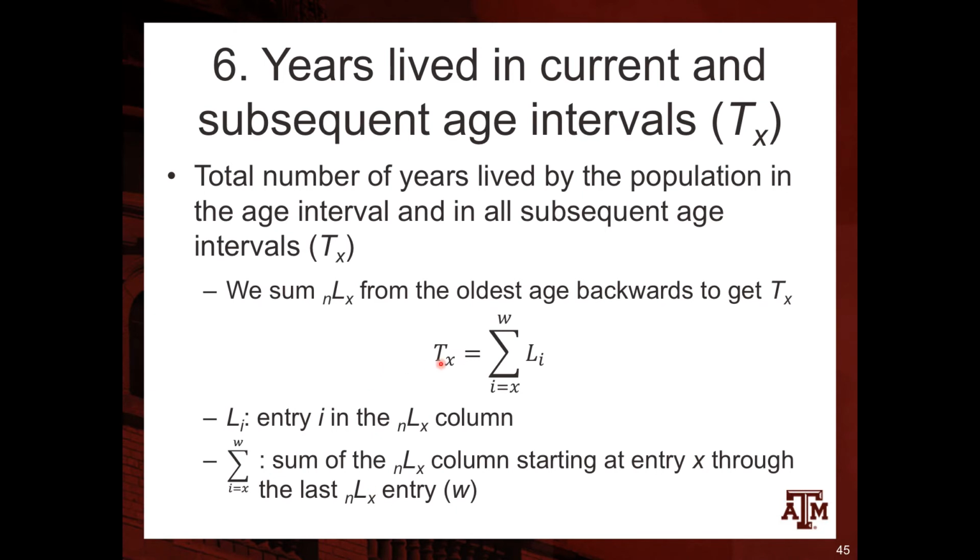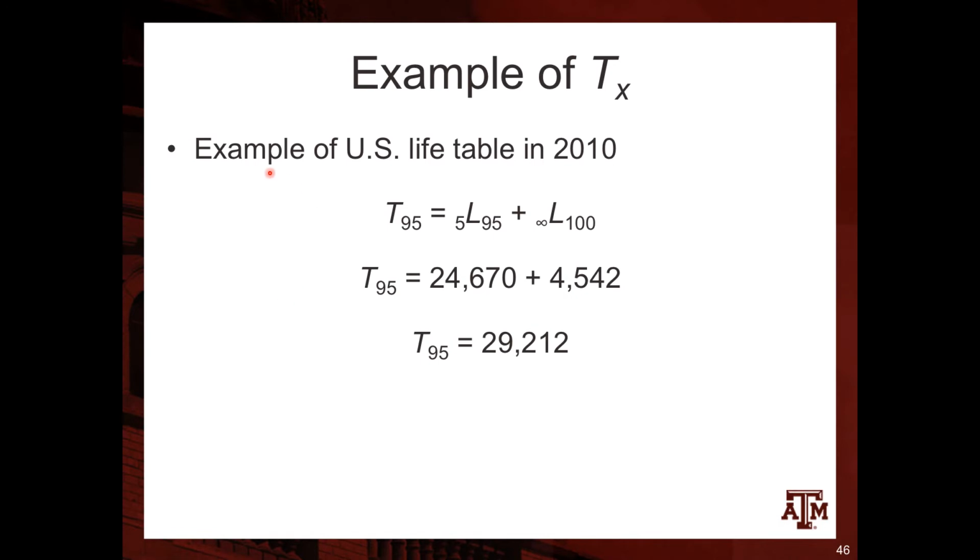And just to show an example of how to calculate the big T_x, this is an example from the same life table that I showed before for the US in 2010. For the T95, in the age group that goes from 95 to 99, we get the number of years lived in that specific group from 95 to 99 plus the number of years lived in the following age group, the 100 plus. These are the numbers that we get from the life table, 24,000 and 4,500. We get a T for that specific age group equal to 29,212.